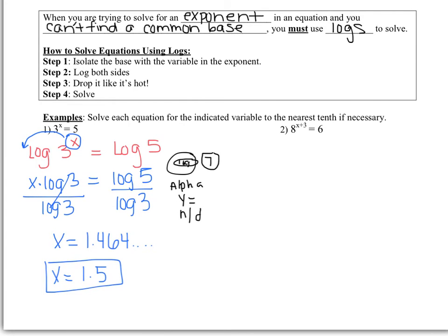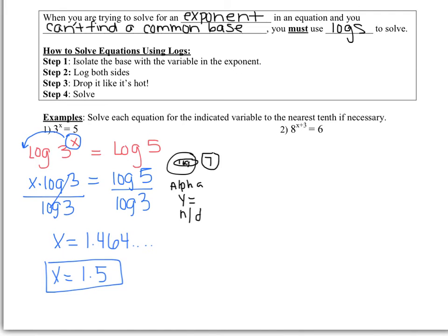Okay, let's look at a second example. So 8 and 6, again, can't find a common base with that. So is the first step, is this exponent that's attached to this base isolated on one side of the equal sign? The answer is yes. So then we're going to log both sides.